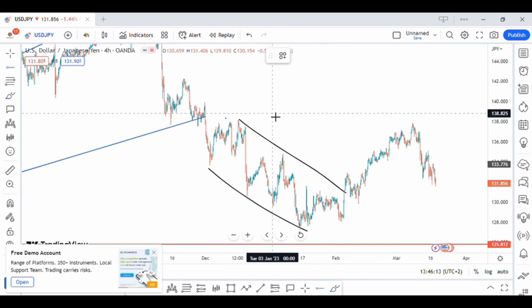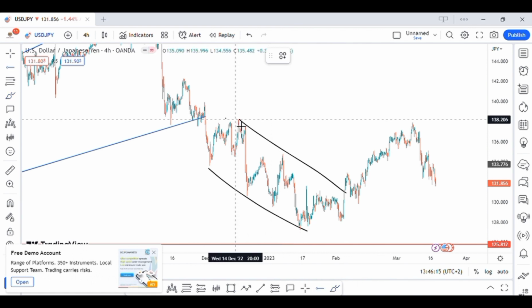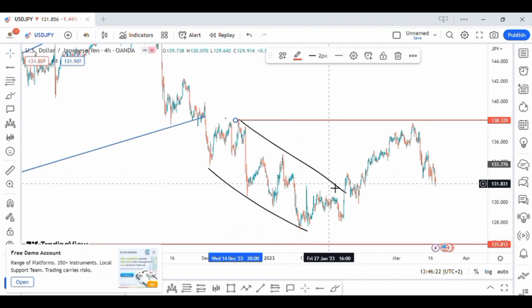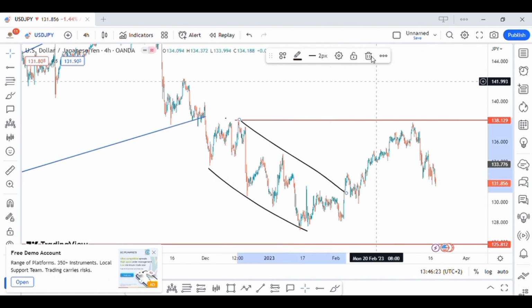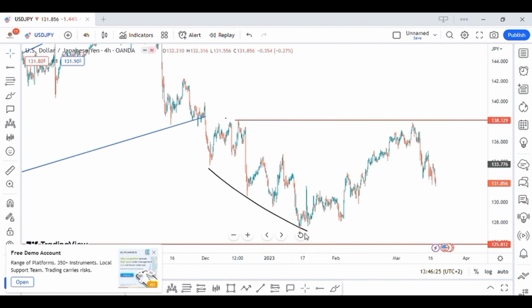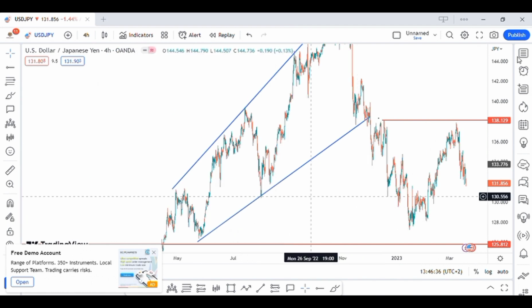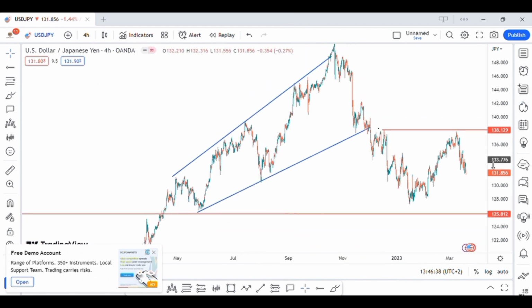Inside that structure, we've been moving correctively. So let me mark the beginning. This is the beginning of that structure. We formed the double top with the structure. So from the double top, we could reverse from there, go all the way to the downside. So now we're inside this double top structure.